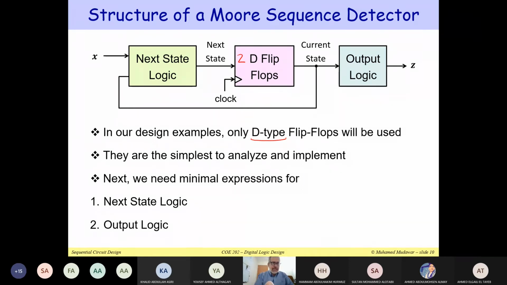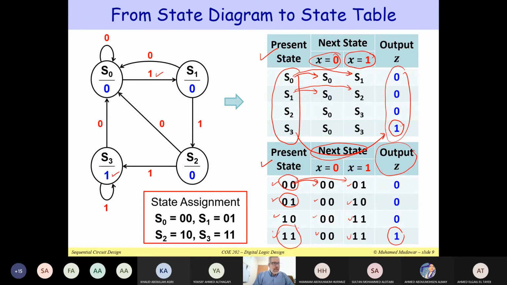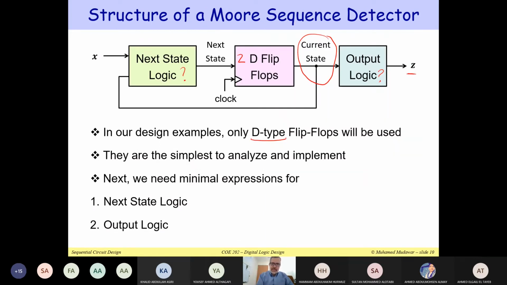So what is missing is this next state logic. What is this next state logic here? And what is the output logic? The output logic is going to produce the output Z based on the present state. The current state here is the present state, which is shown in this column. This is the output of the flip-flops. If I'm using 2 flip-flops, flip-flop 1 and flip-flop 0, I can call these Q1 and Q0. These are the outputs of the flip-flops.